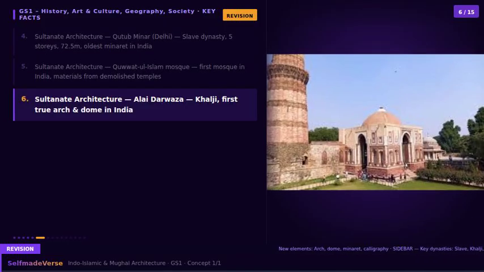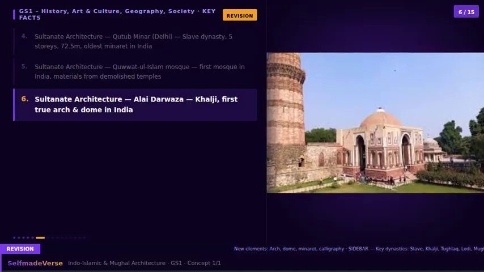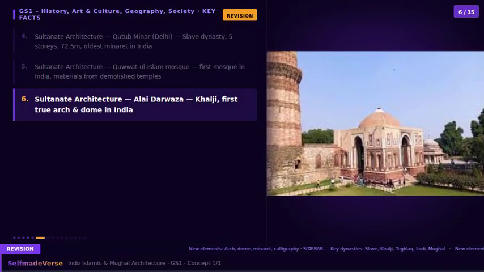Alai Darwaza, built under the Khalji dynasty, introduced India's first true arch and dome structure. This architectural breakthrough became the foundation for all subsequent Indo-Islamic domed buildings.